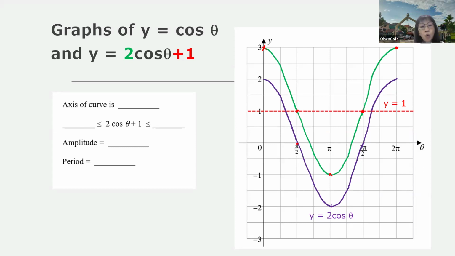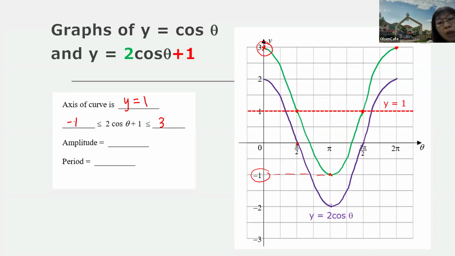So over here, let's fill in the blanks. As I mentioned already, y equals 1 is now the axis of curve. And how about the maximum value of the range? If we are going to write out the range, you notice that the maximum value now is actually 3. And the smallest value of this new function, you notice, is -1. So this is the smallest value of the range.